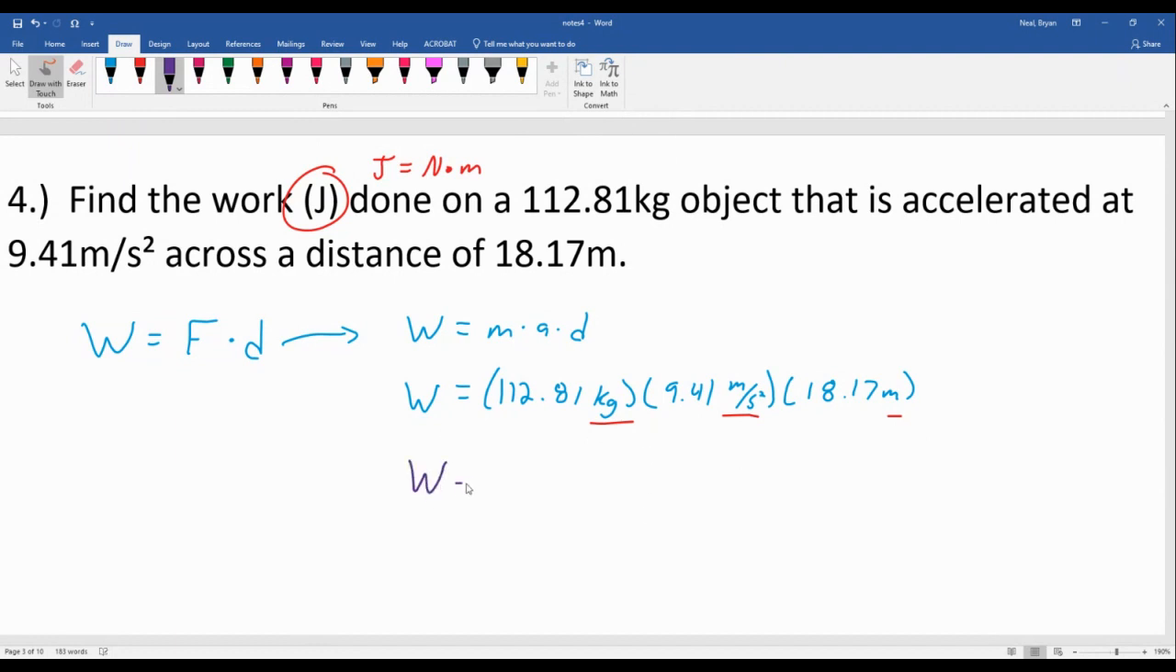All right, so all these units combined just make J, and then if we run all those numbers through a calculator, they're all right next to each other in the formula, so it's all multiplication. We get 19,288.22.